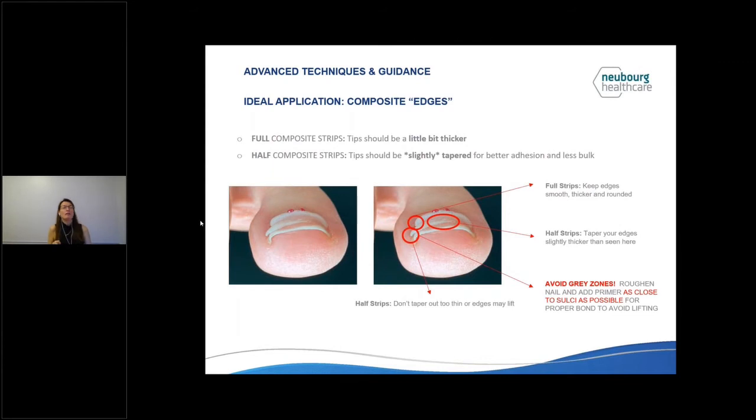Now, for applying your composite edges, let me explain the two types here. Of course, we've got our full strip and our half strip. You've got your long strip, right? The tips of that strip, if it's a regular proximal full strip, you do want to keep those strip edges a little bit bulbous, a little bit thicker, because you want the whole thickness of your strip to be as uniform as possible and slightly on the thicker side, because it has to last. You want it to be more robust.